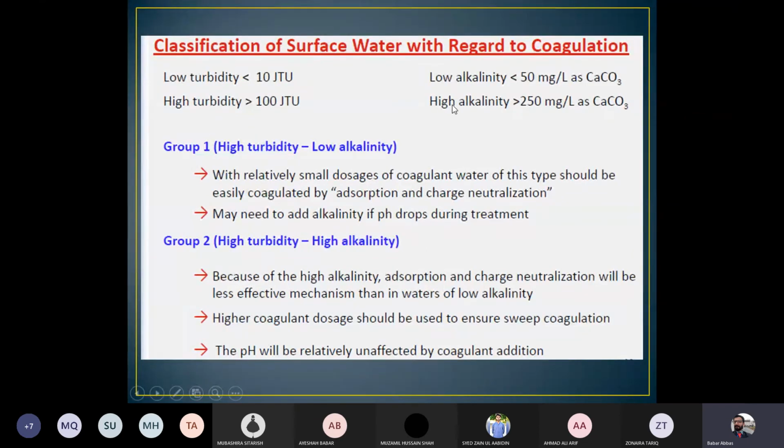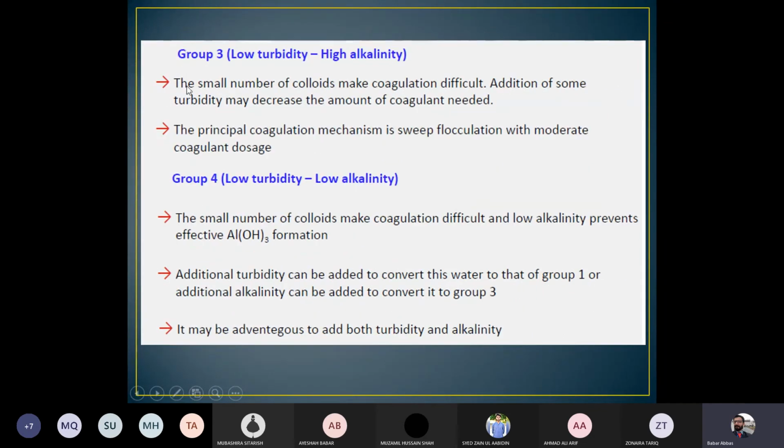This is the low turbidity and high alkalinity case. Then we will be discussing low turbidity with low alkalinity. Low turbidity with high alkalinity says that the small number of colloids make coagulation difficult. Addition of some turbidity may decrease the amount of coagulation needed. The principal coagulation mechanism is sweep flocculation with moderate coagulant dosages.